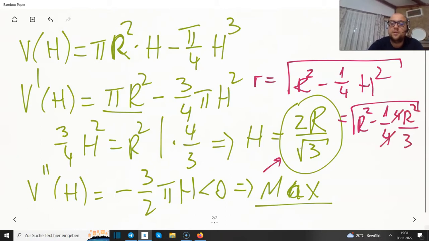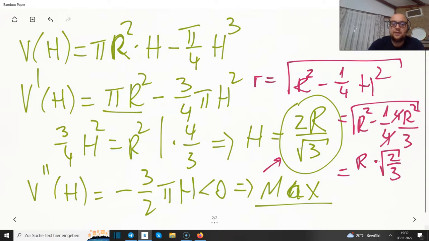So we can cancel those two. Now we have one total R squared. We subtract 1/3 of R squared here, so we're going to get 2/3 of R squared. We can take a square root out of R squared, but we cannot take a square root easily out of 2/3, so we keep it this way.